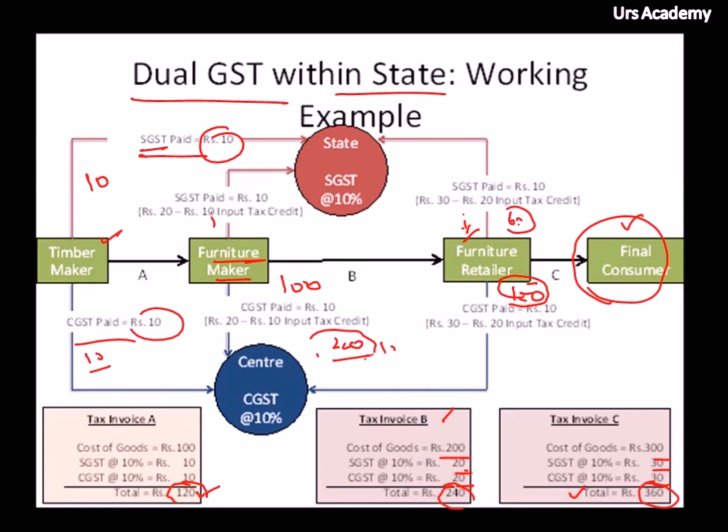Okay, so we can understand from this figure that it is the final consumer who actually pays the whole of the taxes, but it is taxed at multiple points. Finally, the whole of the taxation burden is forwarded and borne by the final consumer.